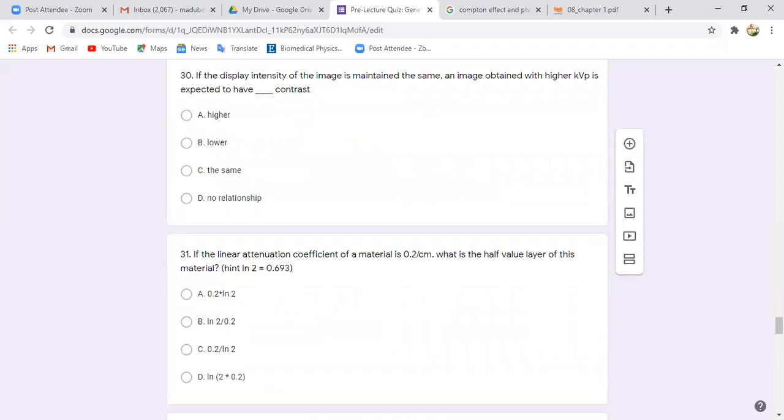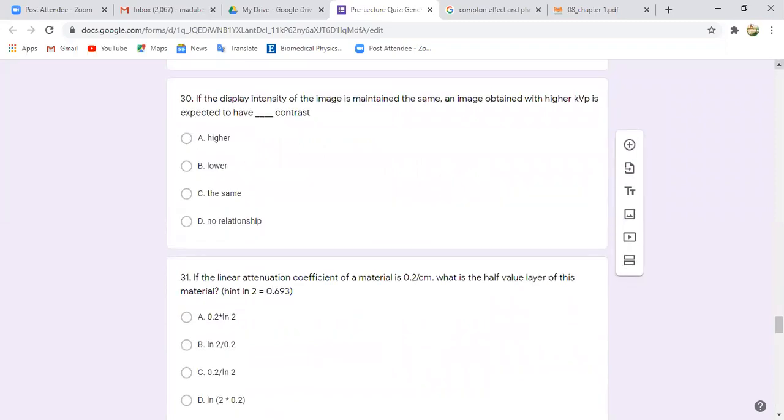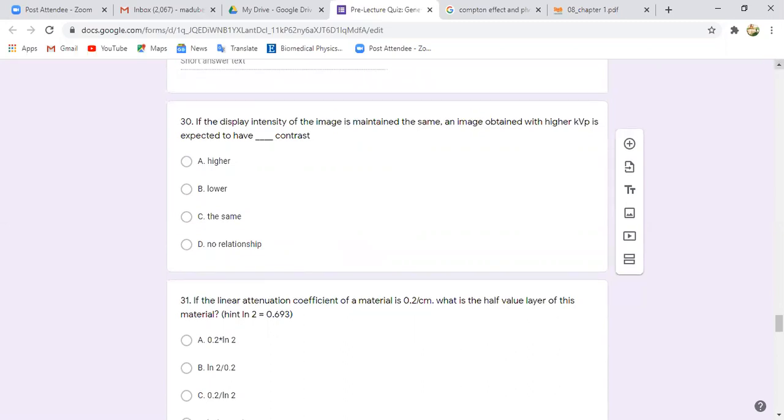So in the display, if the display intensity of the image is maintained the same, the image obtained with higher kVp is expected to have lower contrast. And we're going to talk more about this when we get to our next topic. But essentially, with higher kVp we have a lower contrast. So it is lower kVp that gives us the best, good contrast.